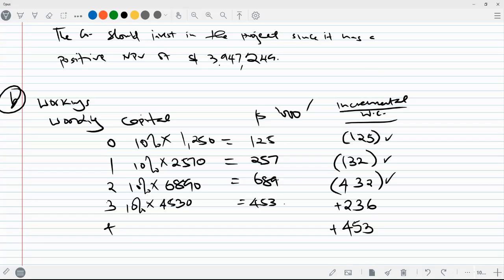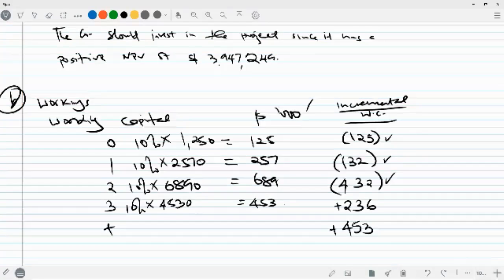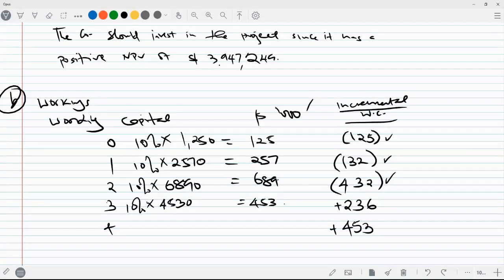Be careful with working capital, because you can make a mistake there for sure. And that is the only working we need in part B, because all the other things remain constant as they are. So let's begin.